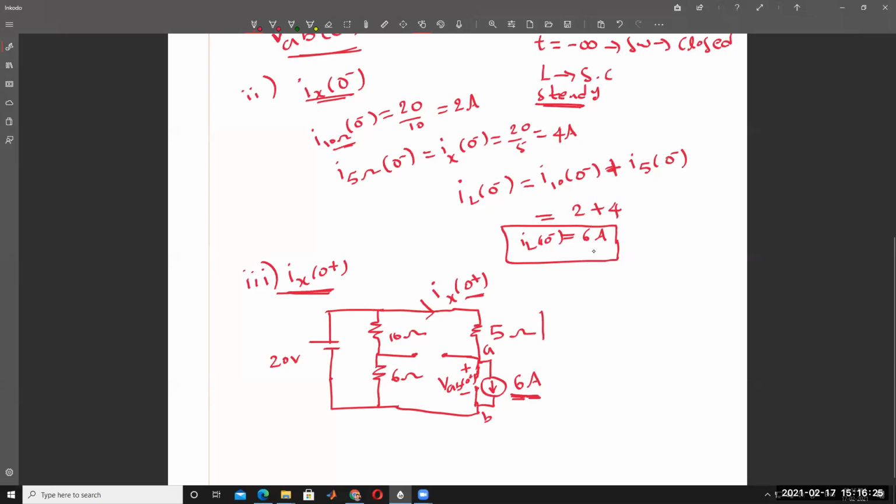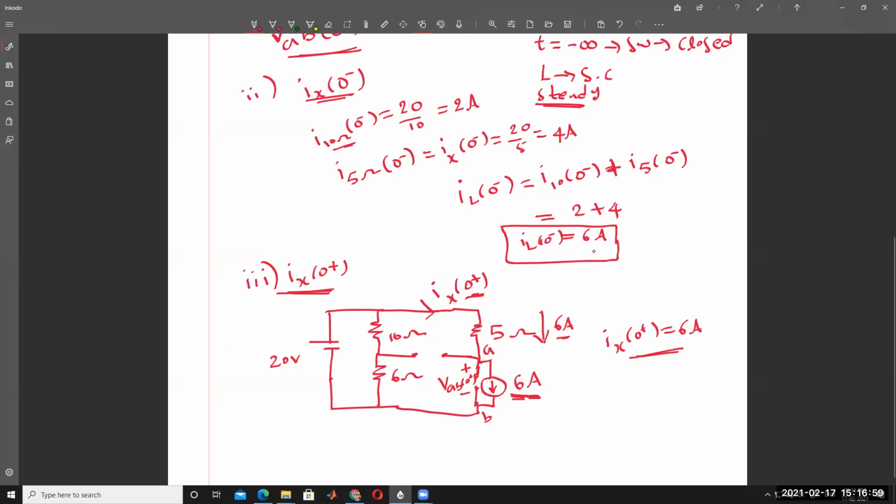So what is the current flowing through the 5 ohm resistor? 6 amps only. This 6 amps current source is connected in series with the 5 ohm resistor, so the current flows in this direction only. That's why the current through the 5 ohm resistor is 6 amps. So Ix of 0 plus is also equal to 6 amps.